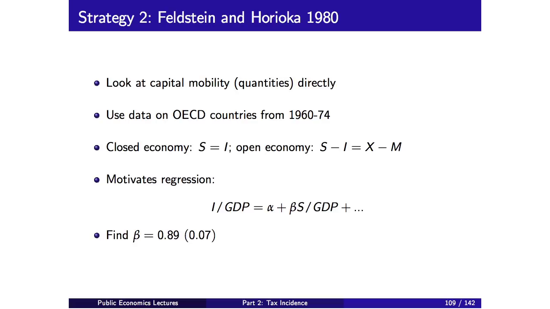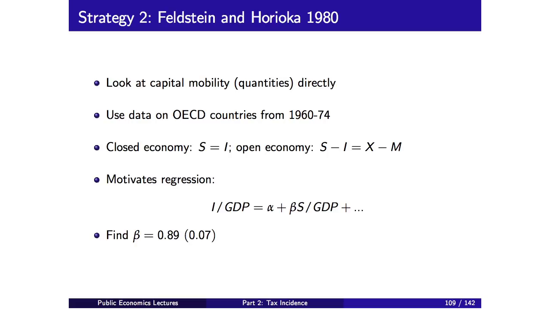So this is a very famous paper by Feldstein and Horioka in 1980, where they used data on OECD countries from 1960 to 1974, and they just make the simple observation that in a closed economy, by definition, savings equals investment. And in an open economy, savings minus investment equals the flow, which equals exports minus imports, right? So your current account deficit has to match the capital flows to the country.